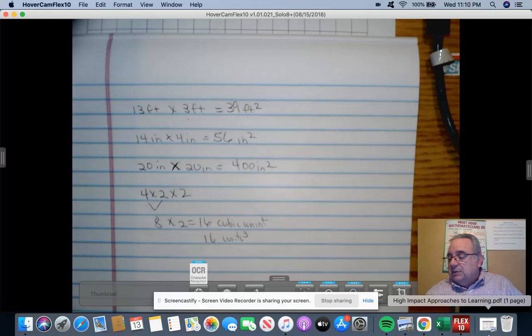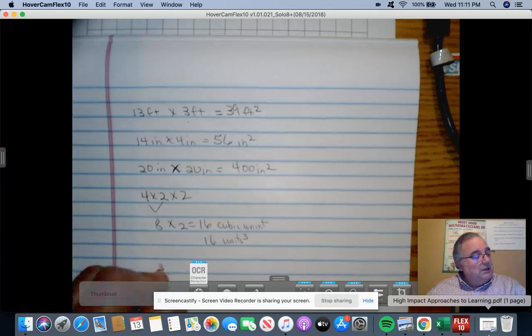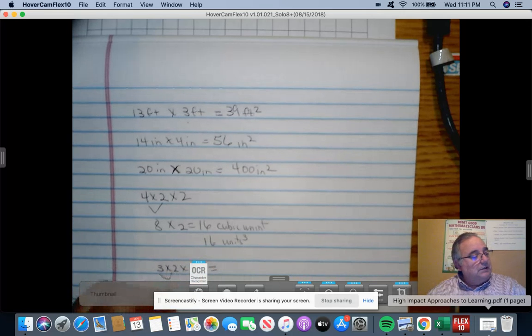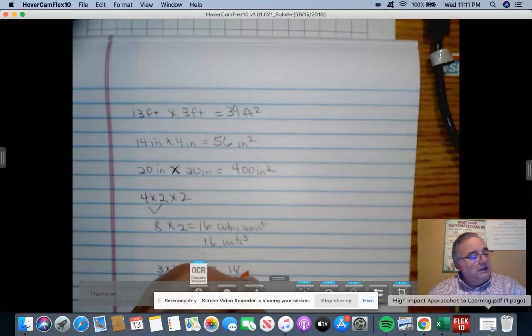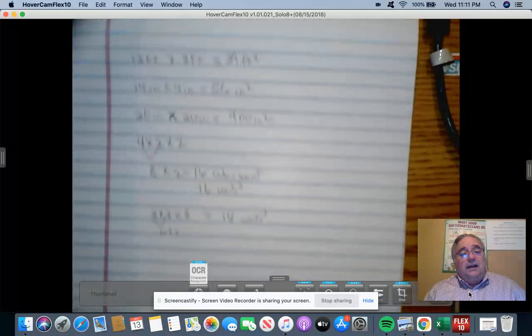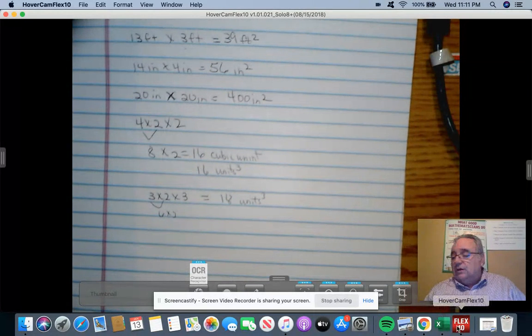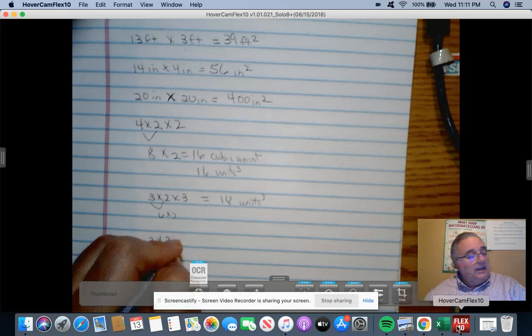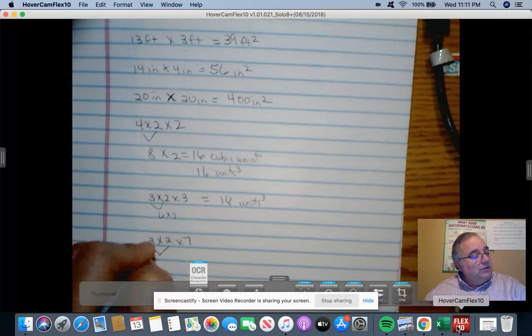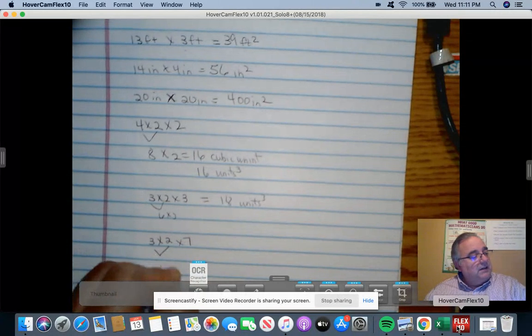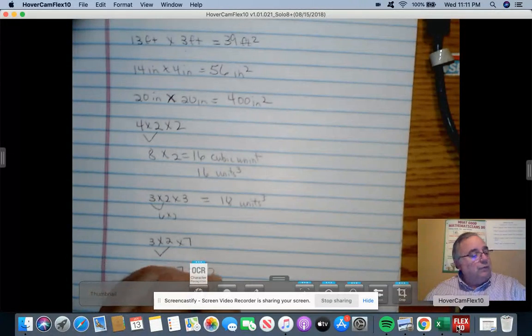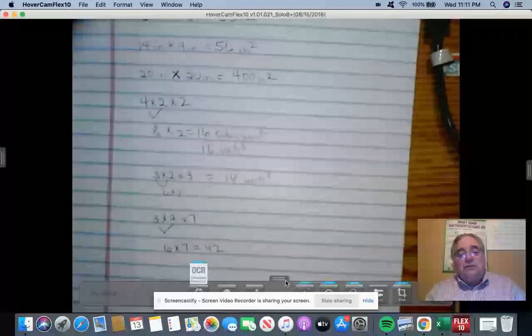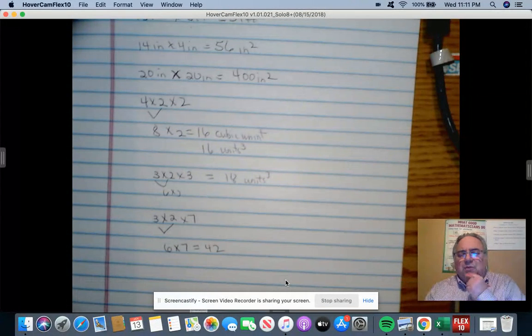So let me go to the next one. The next one seems pretty easy. It was 3 times 2 times 3, which is 6 times 3, is 18 units cubed. And then the last one was 3 units by 2 units times 7. So 3 times 2 gives me 6 times 7 equals 42. So I have 42.